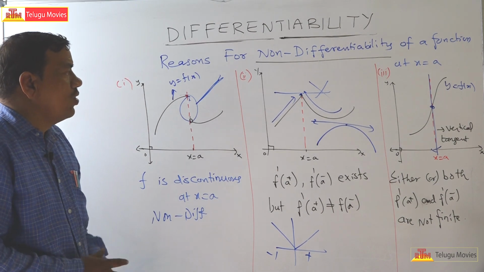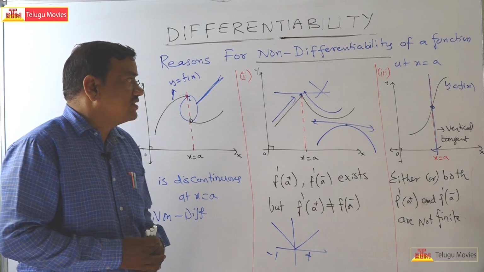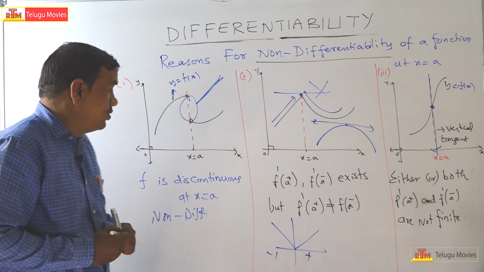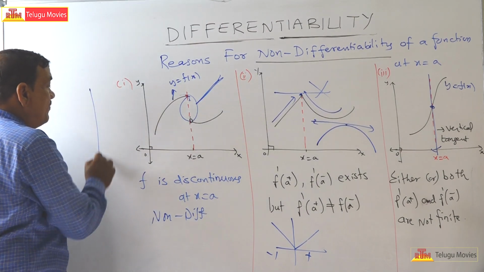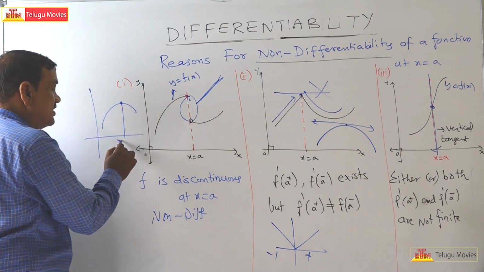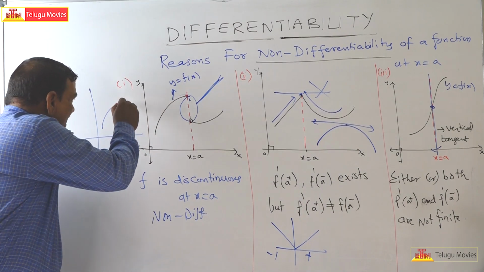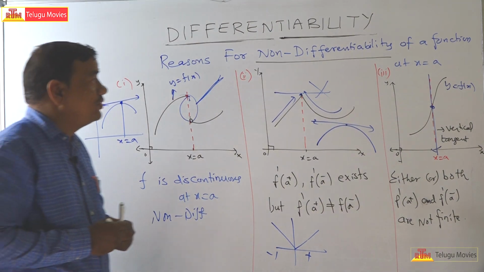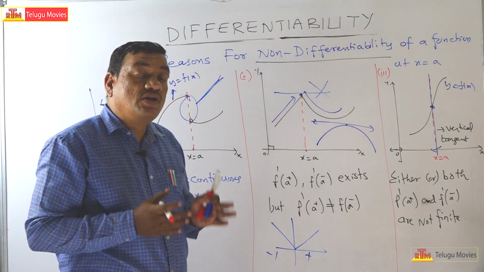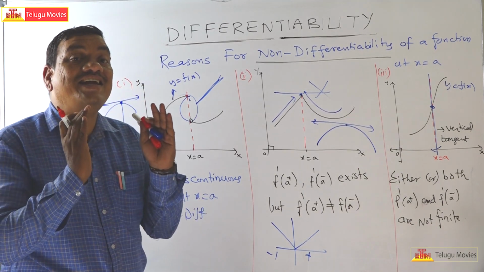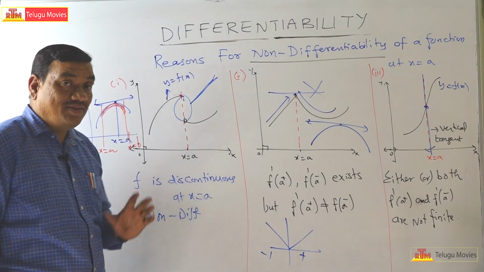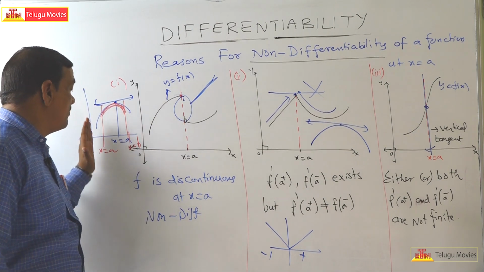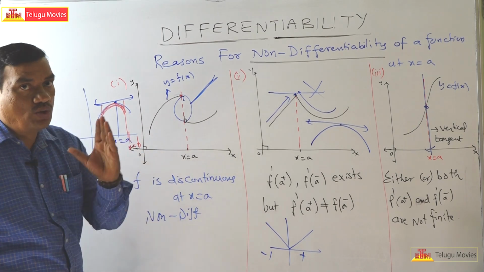Now, so far we have been testing the differentiability of a function at x = a. That means at x = a, whether we get a tangent or not. Now we are going to see the differentiability of a function in an interval, in a closed interval a to b. Let us see that.